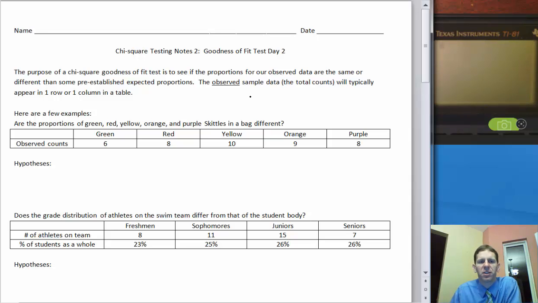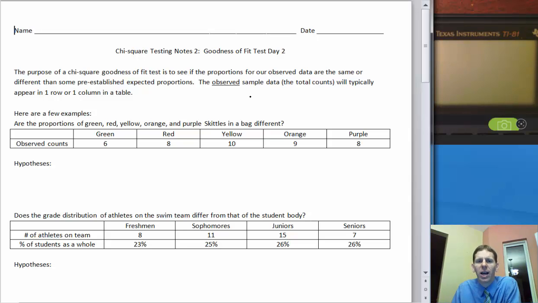These are your chi-square testing notes 2, goodness of fit, day 2. The purpose of a chi-square goodness of fit test is to see if the proportions for our observed data are the same or different than some pre-established expected proportions. Observed sample data or your total counts will typically appear in one row or one column in your table.